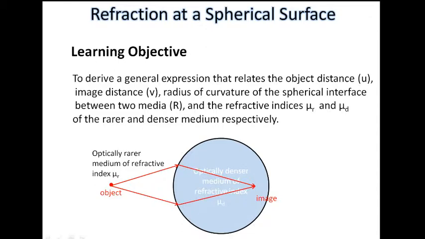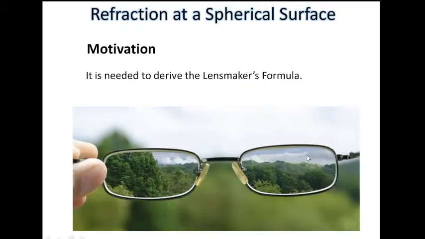A typical scenario would consist of two different media of different refractive indices separated by a spherical interface of radius of curvature r. The object could be in one of the media and the image could be in any of the media. In this example, the object is in the rarer medium and it forms a real image in the denser medium. So our goal is to find a relation between the object distance, image distance, radius of curvature, and the two refractive indices. Such a relation would be called the expression for refraction at a spherical surface.